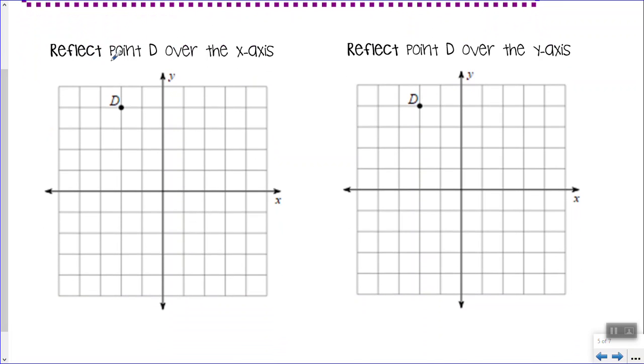So here this says to reflect point D over the x-axis. So I'm right away going to either circle with my pencil or highlight with a highlighter the x-axis. And now that's going to act as my mirror.